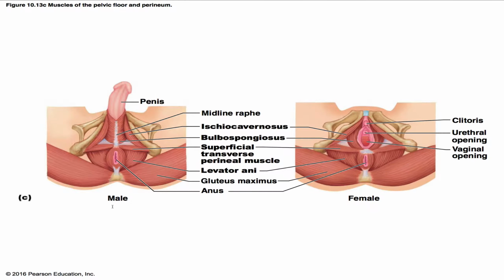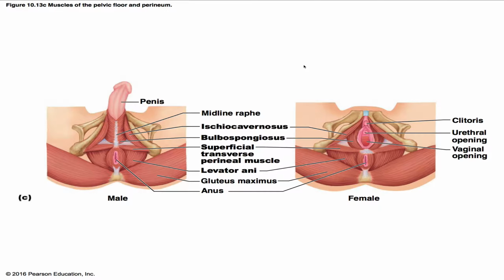Now we're going to be looking at muscles of the superficial perineal space. The first muscle that we're going to look at is the ischiocavernosus muscle. It runs from the pelvis to the base of the penis or clitoris. Its origin is the ischial tuberosities, and in men, the insertion is the crus of corpora cavernosa of the penis, and in females, it's the clitoris.